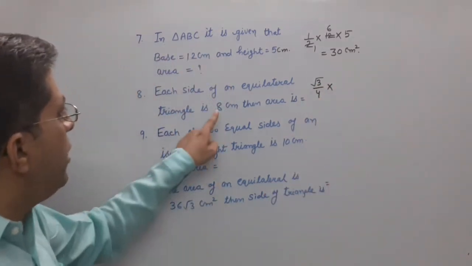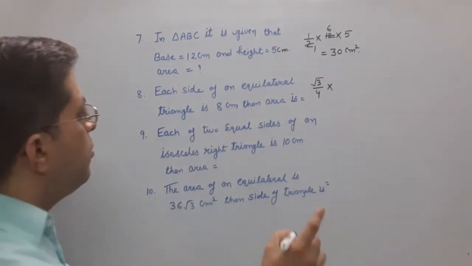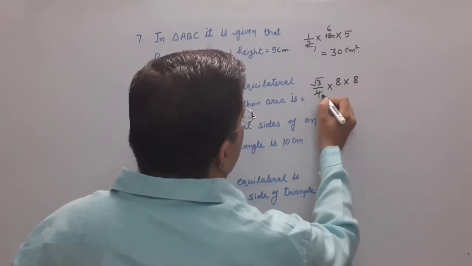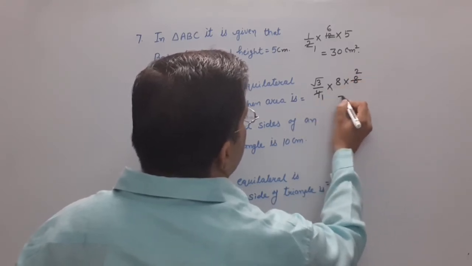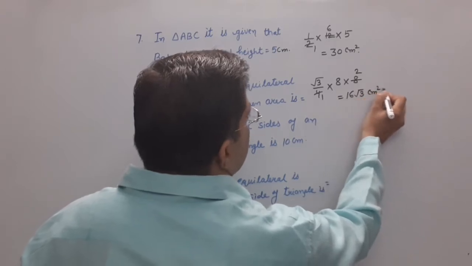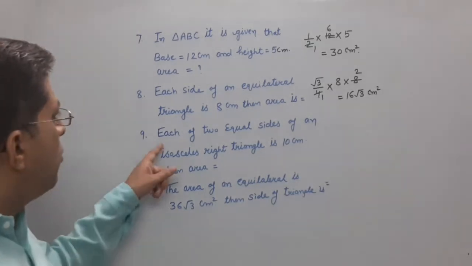Side square means side here 8. It means 8 into 8. 4 1s are 4, 4 2s are 8. This is 16 root 3 centimeter square. Getting? Now come next.